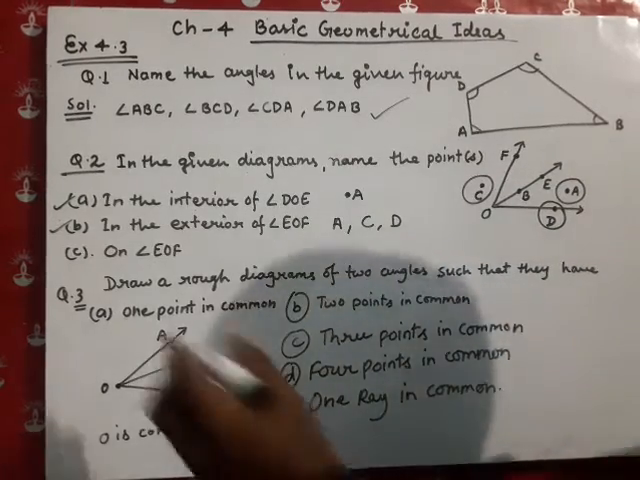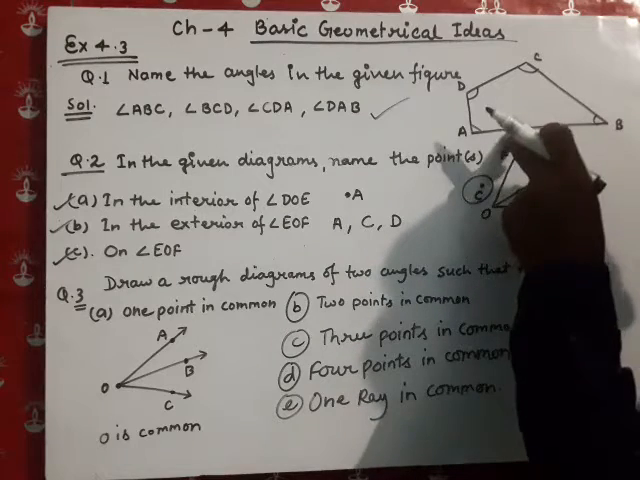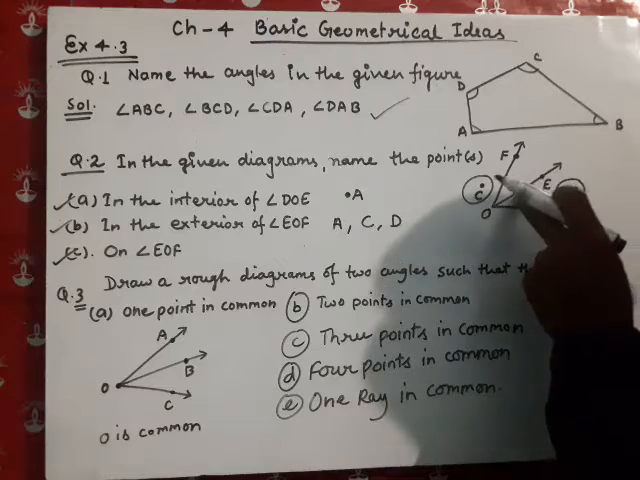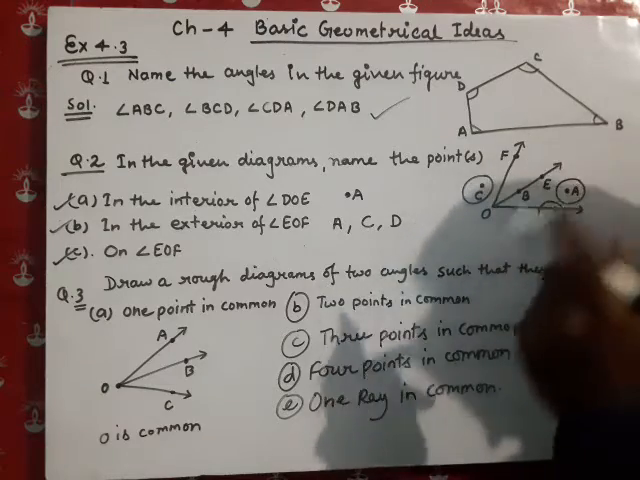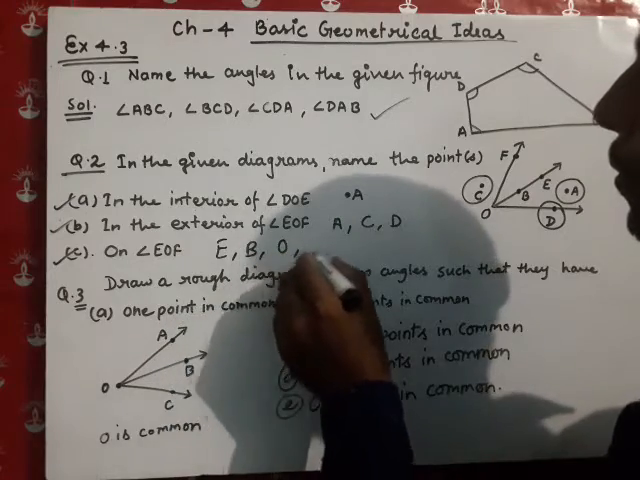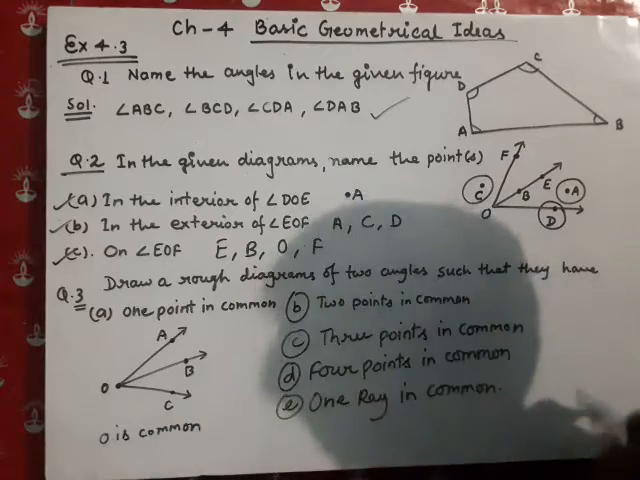Now the third part: the question is asking about points on EOF. How many points are given on EOF? E, B, O, F. These are the points on EOF.